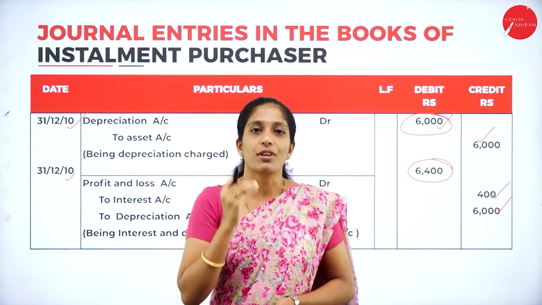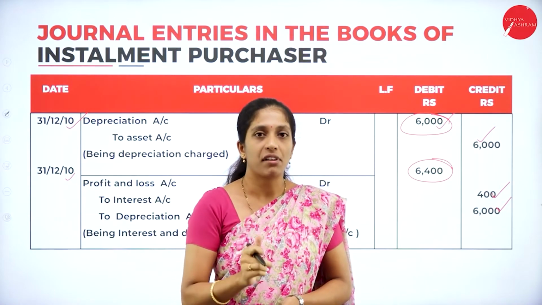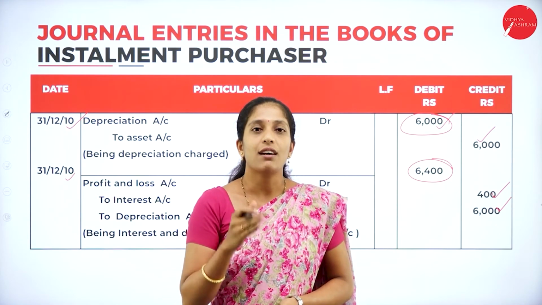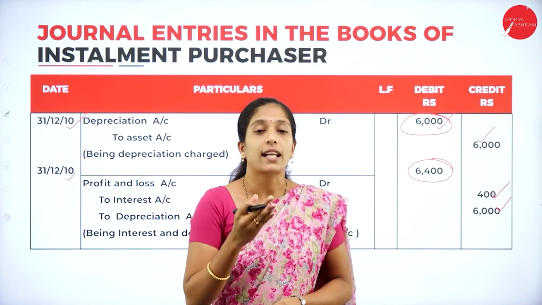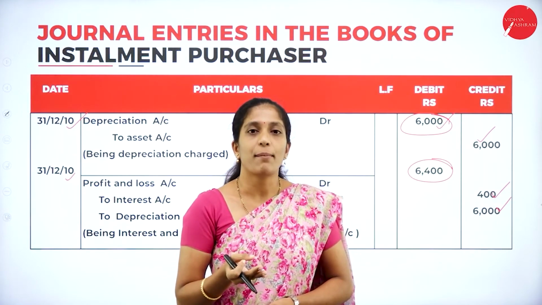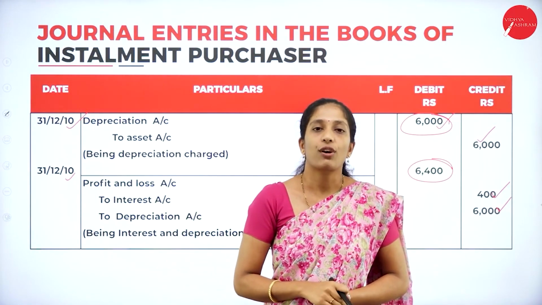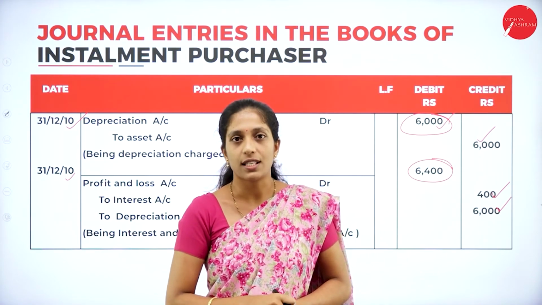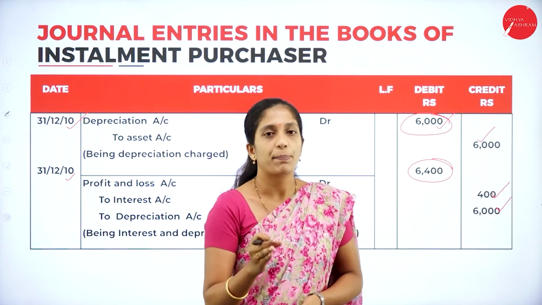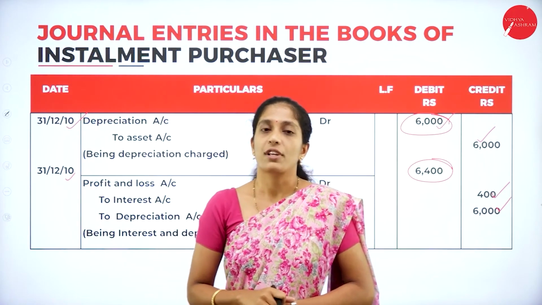Only thing is that you have to remember the journal entries properly. Remember, in the first year you have 6 entries, and in the rest of the years you have 4 entries. In the first year, the first entry is for asset purchased, the second for down payment, the third for interest due, the fourth for installment paid, the fifth for depreciation charged, and the sixth for transfer of interest and depreciation to profit and loss account. In the rest of the years, you start with interest due, then installment paid, depreciation charged, and transfer of interest and depreciation to profit and loss account.